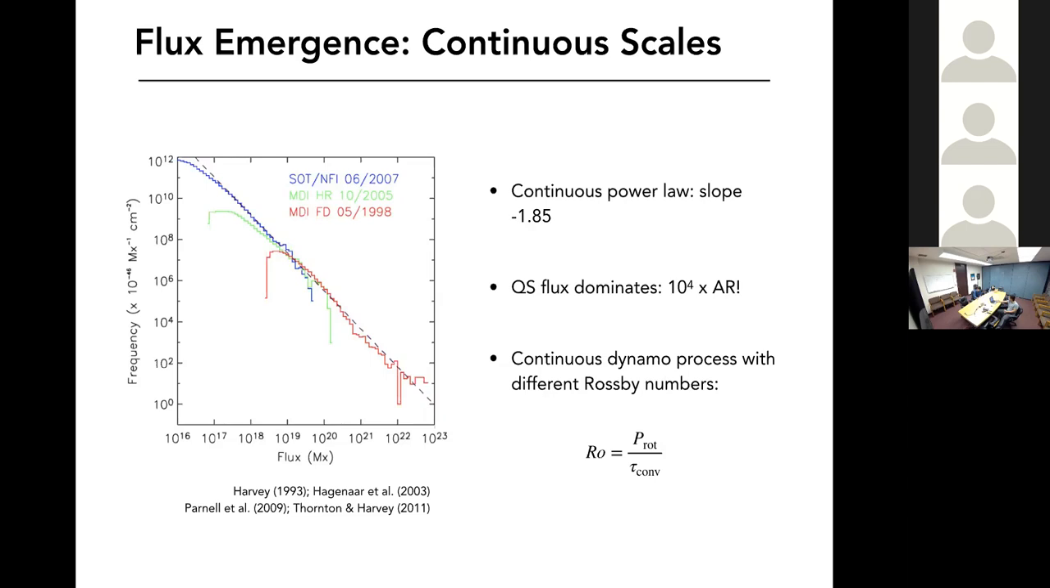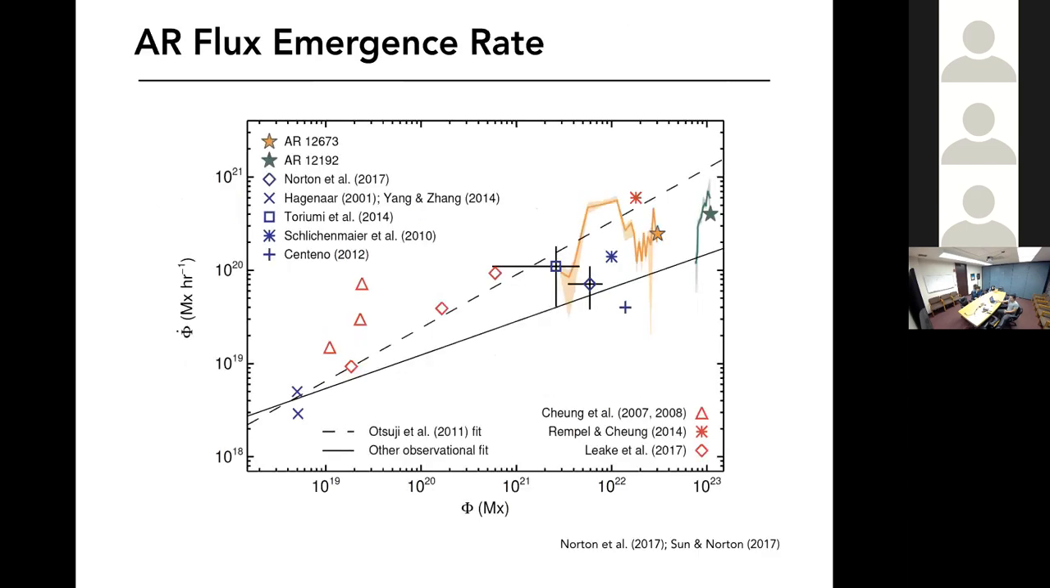All right. So since we're talking about active regions, it's worthwhile to look at the flux emergence rate in detail for active regions. Here is a diagram showing on the x-axis the flux in each active region, and the vertical axis is the flux emergence rate, so how much flux emerges within 1 hour. This is a diagram compiled by Norton et al.